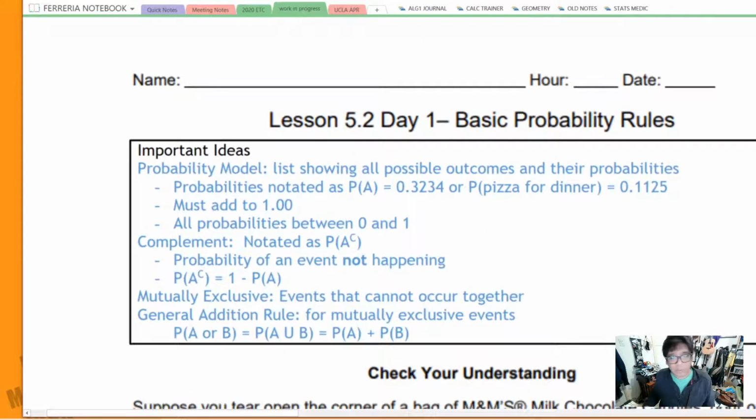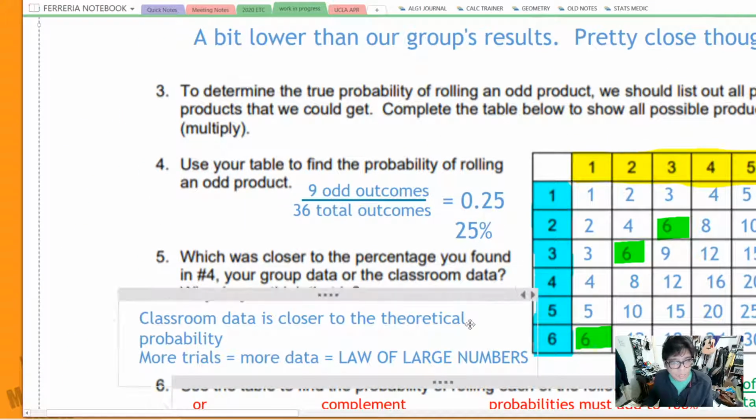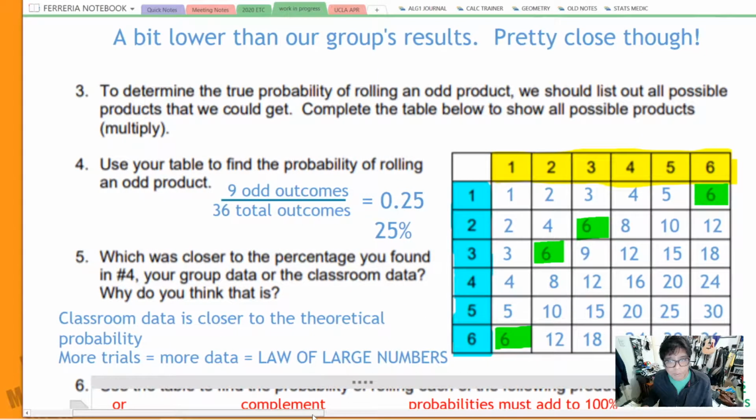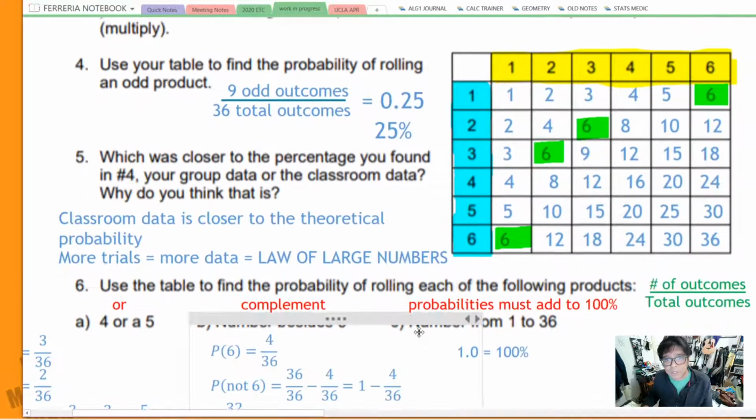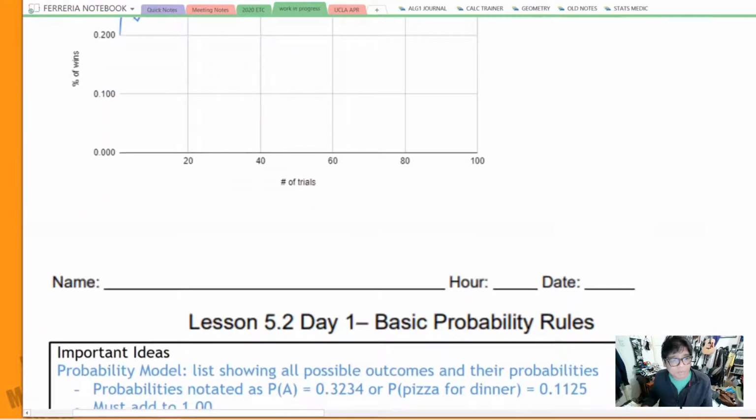That brings us to our important ideas. So the first one is a probability model. And our probability model is just a list of all the possible outcomes and their probabilities. This one right here, this was our probability model. All of the outcomes are from 1 to 36. There are no other outcomes that could happen other than these. So these numbers right here make up our sample space.